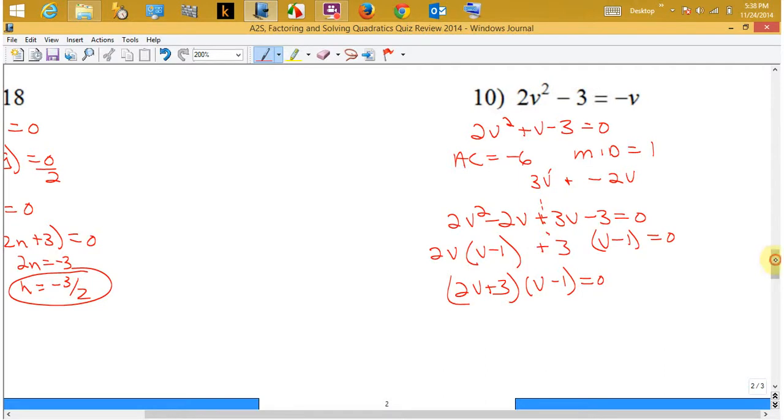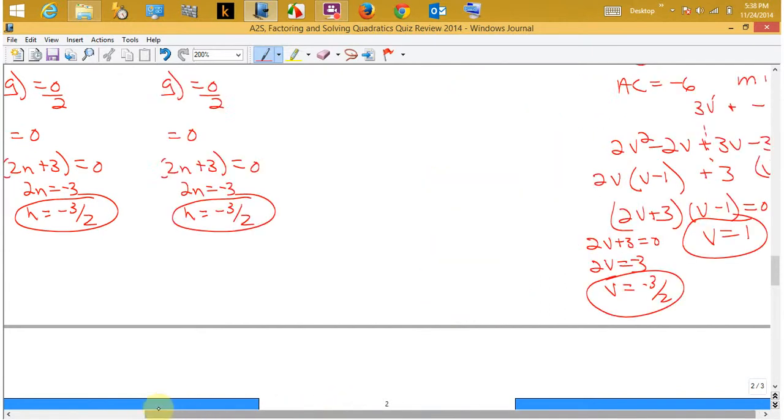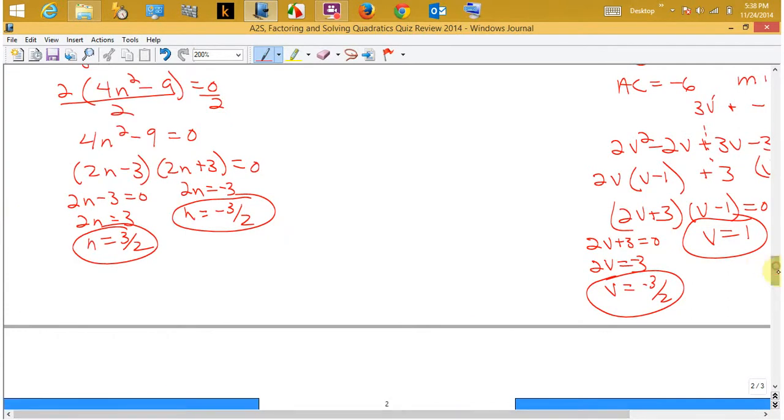So let's go ahead and figure out what makes those factors go to 0. For this side, it'd be v is equal to 1. Over here, I'd have 2v plus 3 equal to 0, 2v is equal to negative 3, v is equal to negative 3 halves. Okay, moving on.